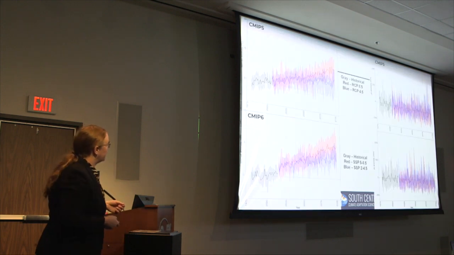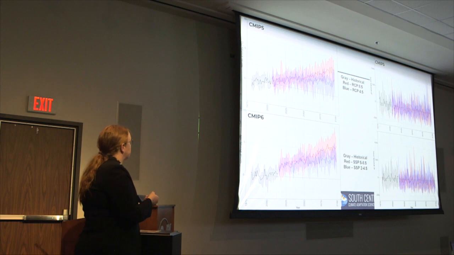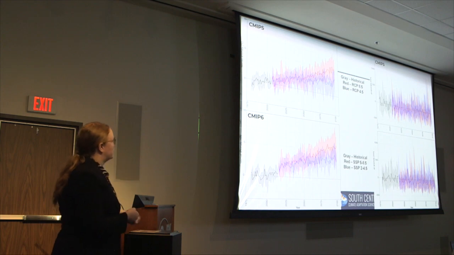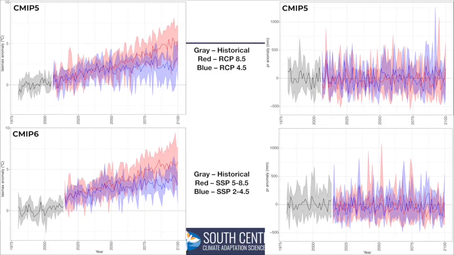You can see this somewhat reflected also with the temperatures when you're looking at the time series of anomalies and change. Again, the red is a higher scenario, the blue is a lower scenario, with temperature and precipitation on the left and right, respectively. So not all that much of a difference with precipitation, and there's a lot of variability there in that data.